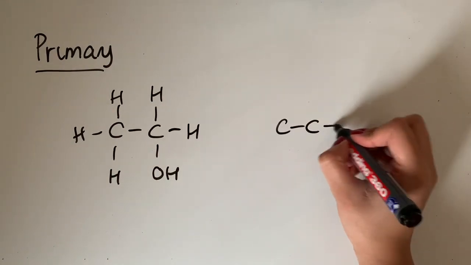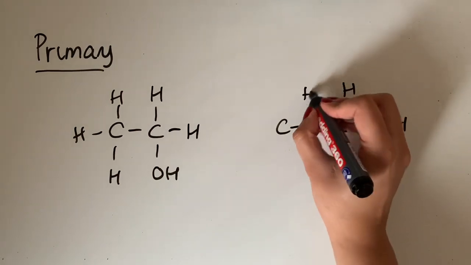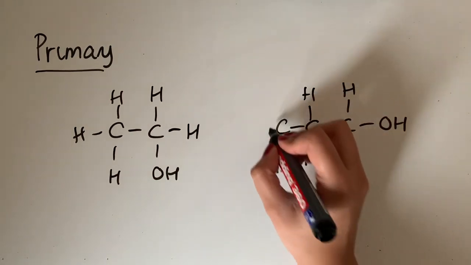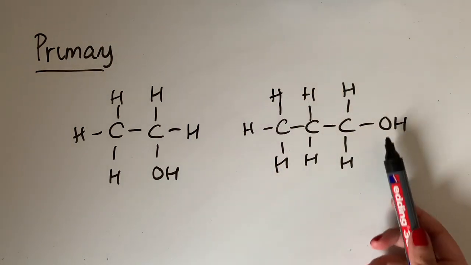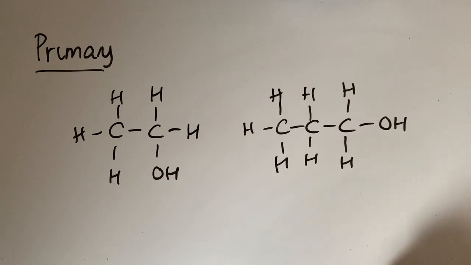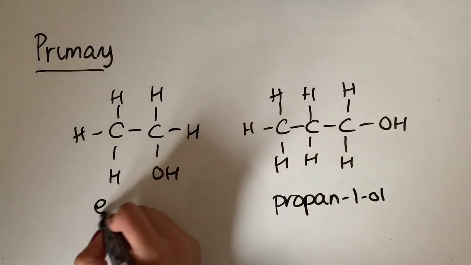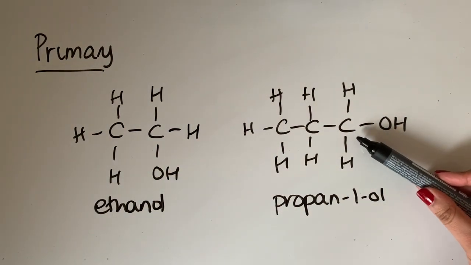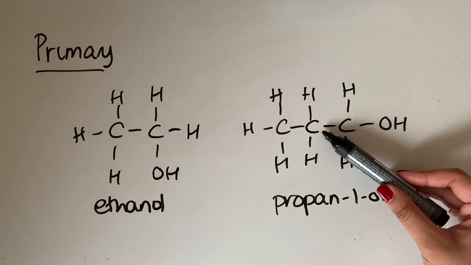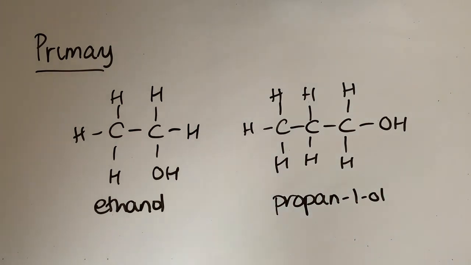Another one could be this one here. This compound has three carbons, with the alcohol attached to carbon number 1, so this is propan-1-ol. Sorry, that one before was ethanol. So for propan-1-ol, the carbon to which the OH is bonded is only bonded to one other carbon and two hydrogens, and therefore propan-1-ol is an example of a primary alcohol.